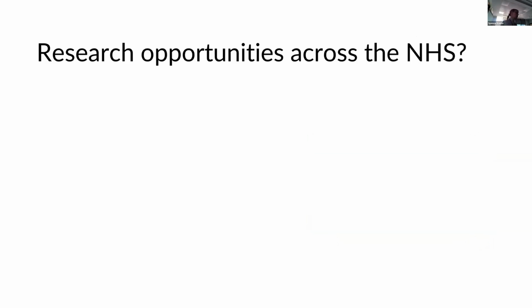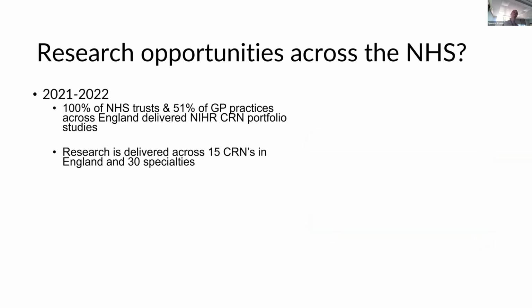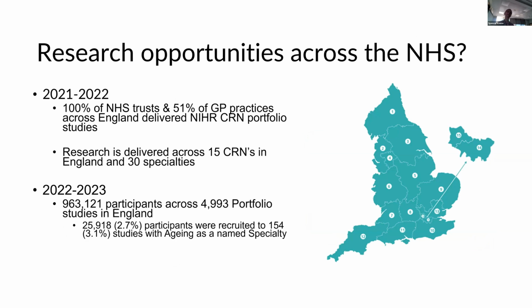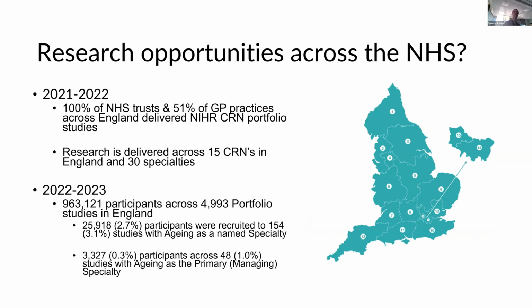So that was just one subject area and one review. But if we look across the NHS and the CRN network, although 100% of trusts and over half of GP practices are contributing participants to research studies, when we dig down to the detail, only around less than 3% are recruited to studies with ageing as a named specialty, and even less than that with ageing as a primary managing specialty. And that's a potential inequity in access based on age.